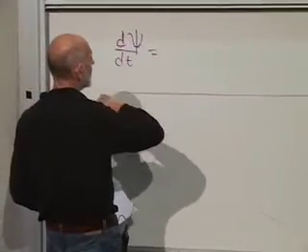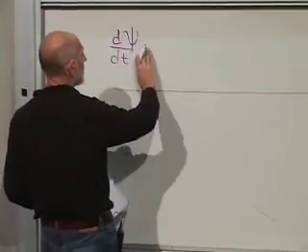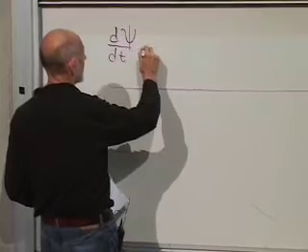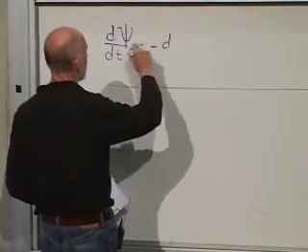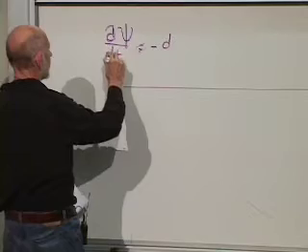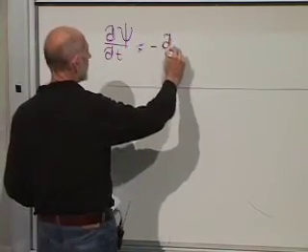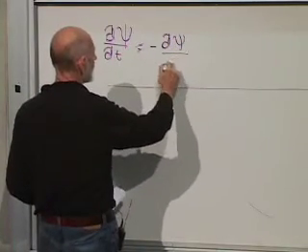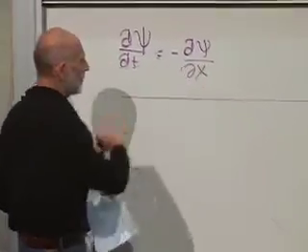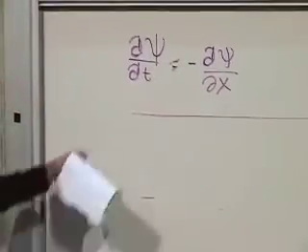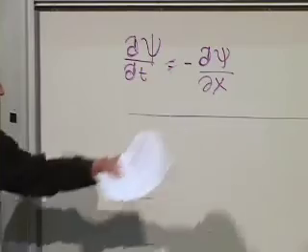is equal, I think it's minus d psi by dx. This is a partial derivative. This is even simpler than the Schrodinger equation. Why do I say that this is omega equals k?